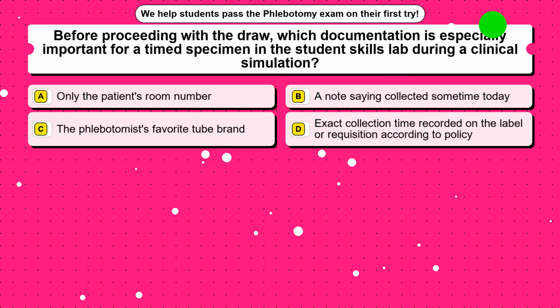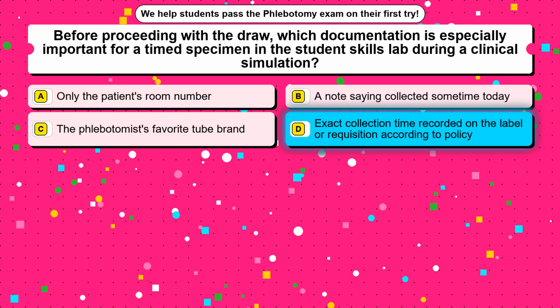Question 76. Before proceeding with the draw, which documentation is especially important for a timed specimen in the student skills lab during a clinical simulation? Option A. Only the patient's room number. Option B. A note saying collected sometime today. Option C. The phlebotomist's favorite tube brand. Option D. Exact collection time recorded on the label or requisition according to policy. The correct answer is option D. Exact collection time recorded on the label or requisition according to policy.